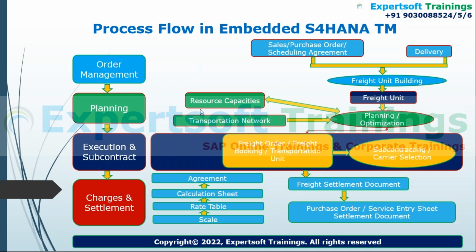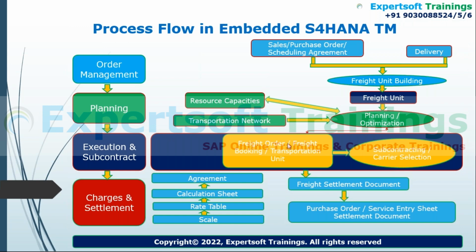Okay. Now what will I do with the freight unit? As you know, the ultimate object of any transportation process is the creation of the shipment document. Because unless you create a shipment document, your transportation cannot start or originate, right? So planning is the process based on which your shipment document is created. That means the output of planning is my shipment document. Now in TM we will not use the shipment document. In TM we will use freight order and freight booking.